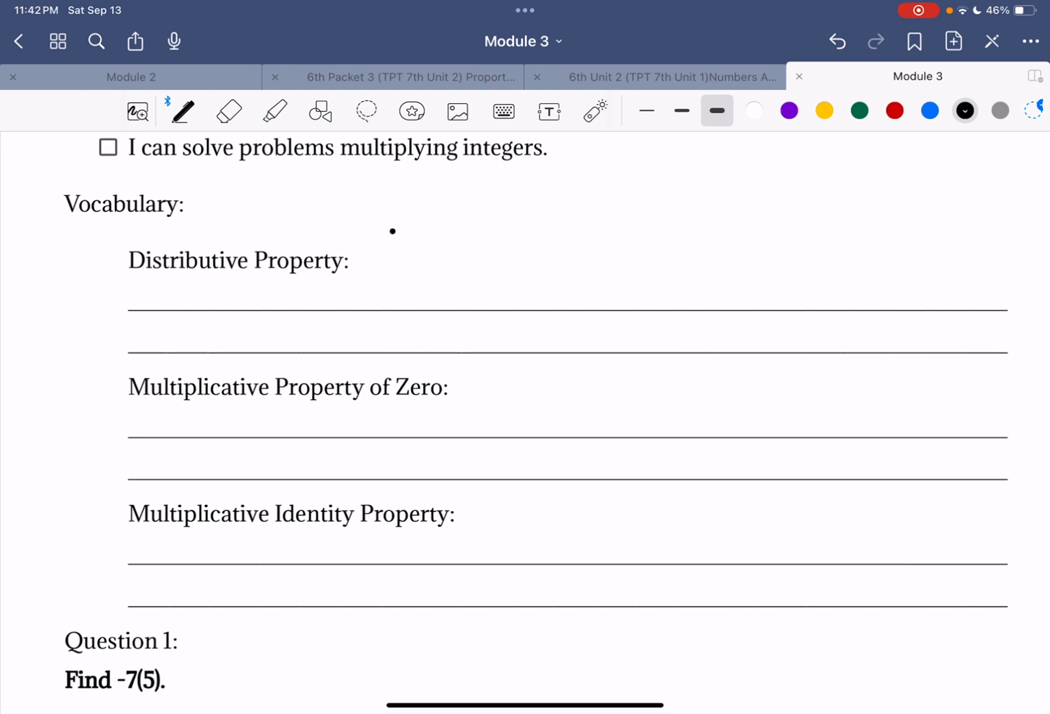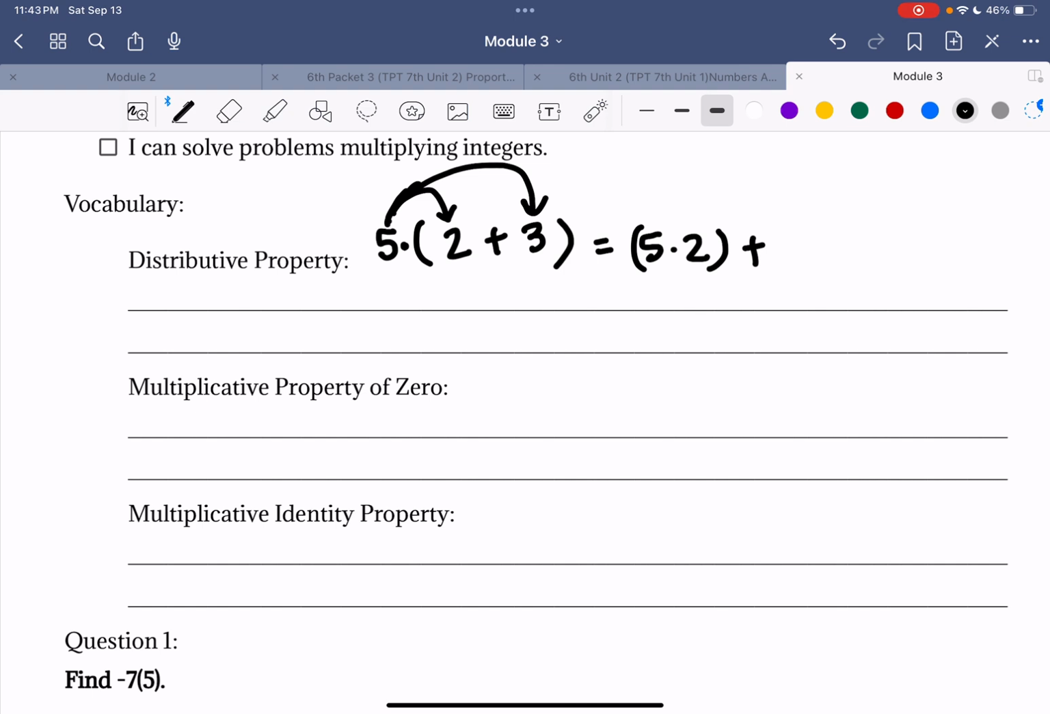So it means that if you have some number out front and you're multiplying 2 other numbers inside parentheses, and these 2 other numbers are being added, you are allowed to say 5 times this whole chunk is the same thing as 5 times this guy. So 5 times the 2 first, and then add that to 5 times the second guy. 5 times the 3, okay?